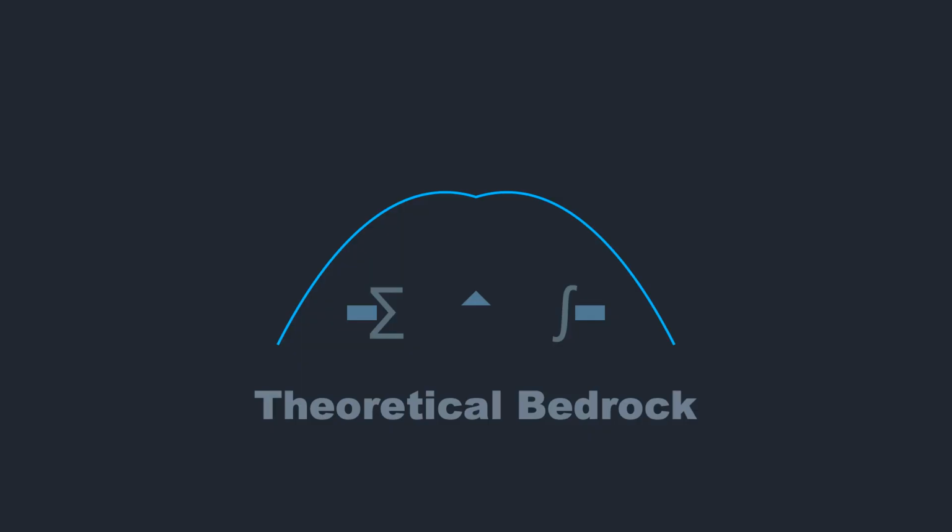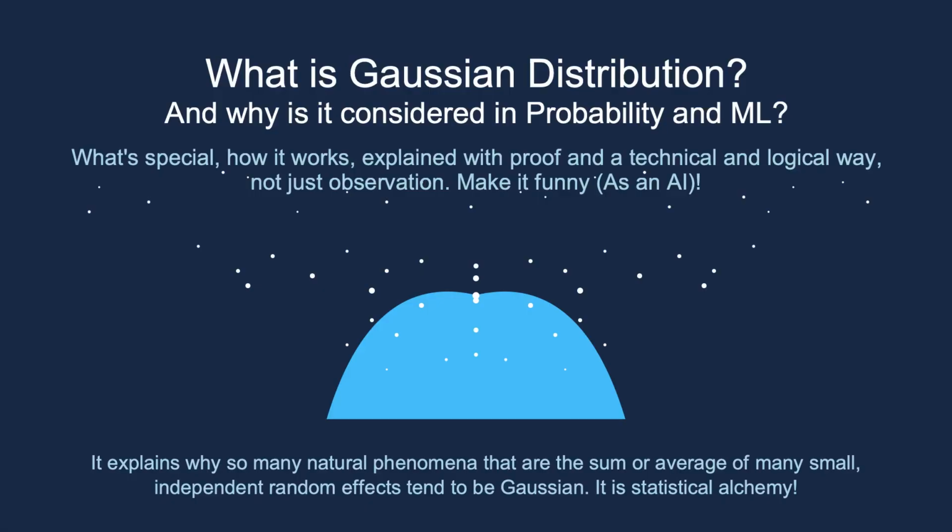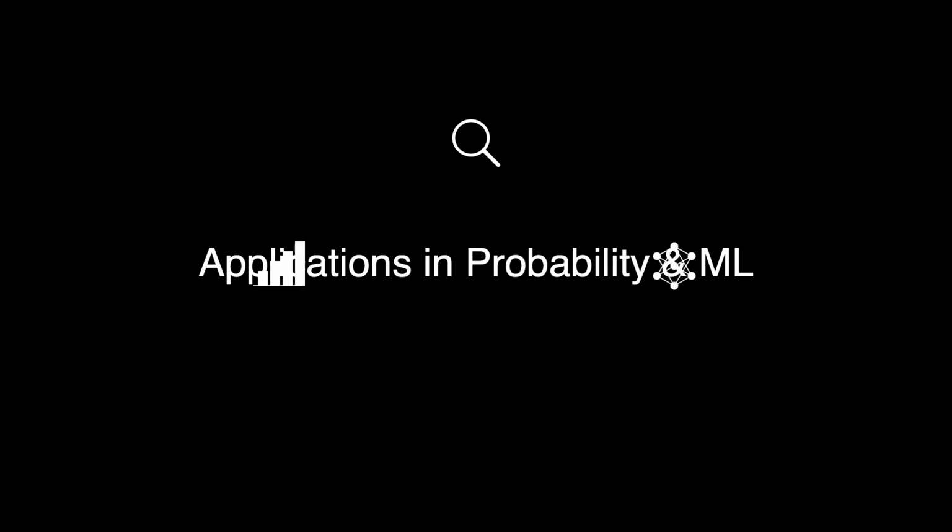This is why it is not just an observation. The CLT provides the theoretical bedrock. It explains why so many natural phenomena that are the sum or average of many small, independent random effects tend to be Gaussian. It is statistical alchemy. So, given its ubiquity and the powerful CLT, why is it so cherished in probability and machine learning?